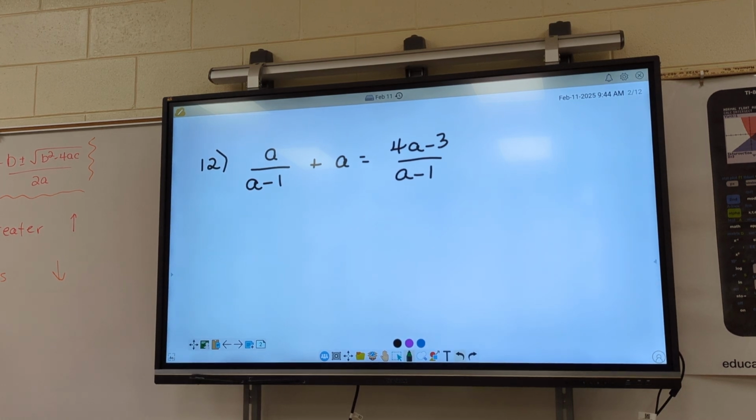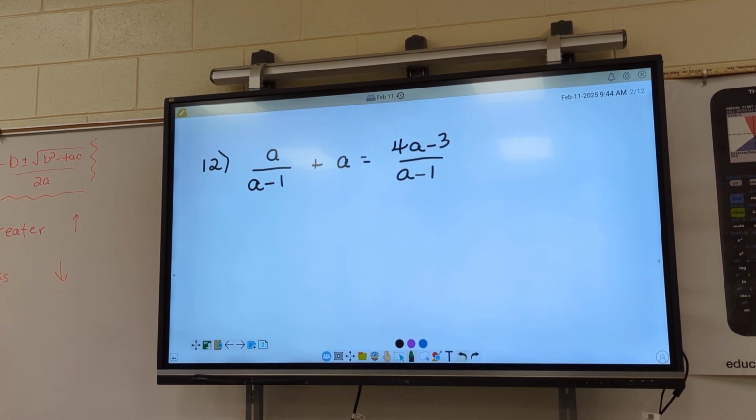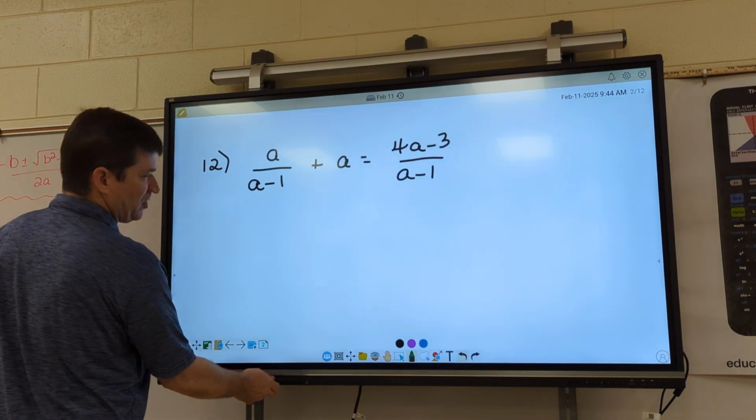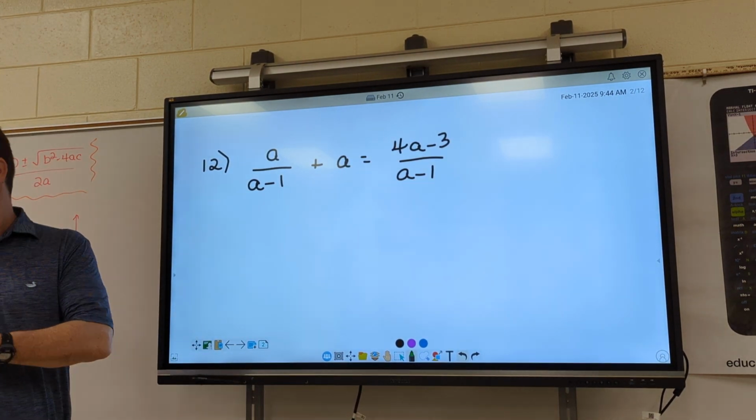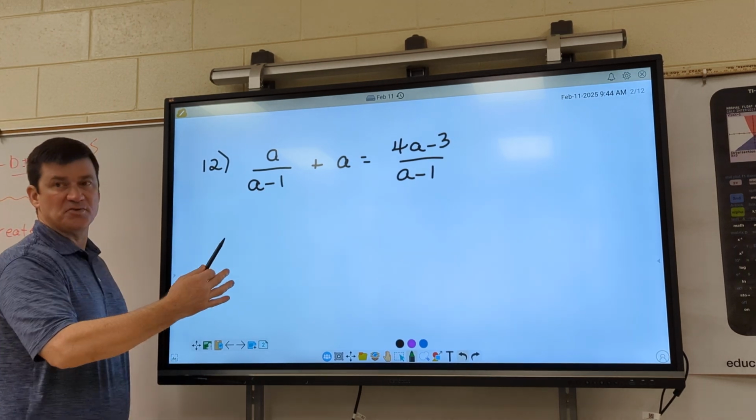Start on 12. I think it's a little easier. All right, so look at the difference between what we did yesterday and what we're doing now. Yesterday, if you look on the left column, you only had numbers on the bottom or variables. What do we have on the bottom now? We got like expressions, right?